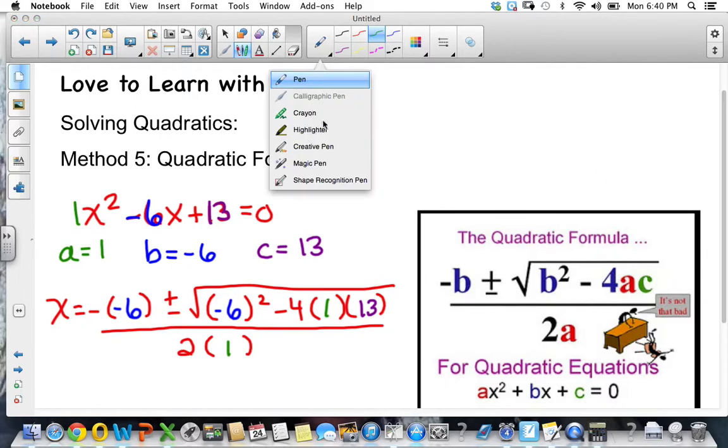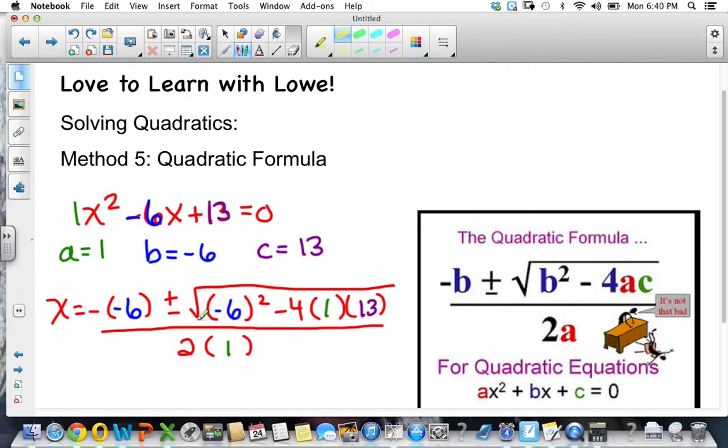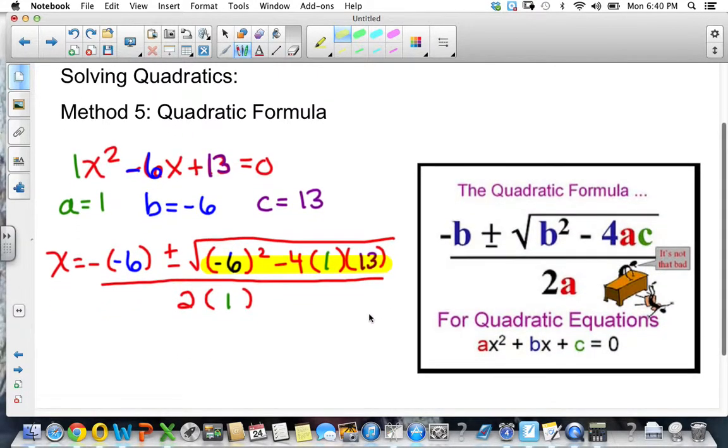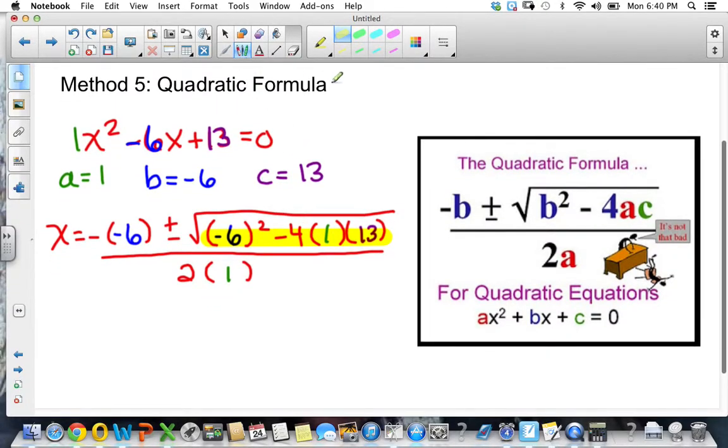Now, a big mistake here is what people do next. They do the square root, or they try to type in the whole numerator. Do it in steps. I recommend you do the part underneath the radical next and just find out what that number is. That's known as the discriminant, and we'll talk about that later, but the discriminant tells you the number and type of solutions that the quadratic has.